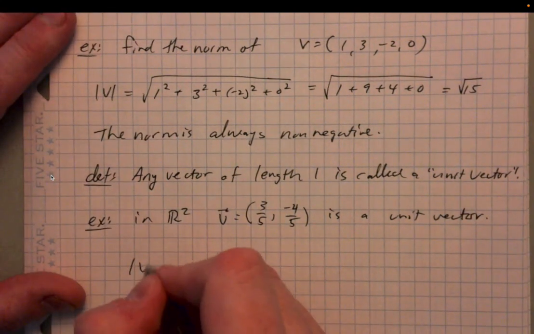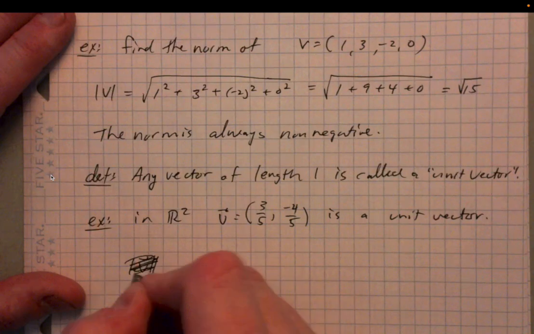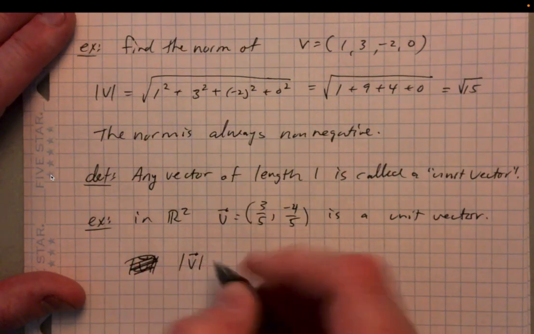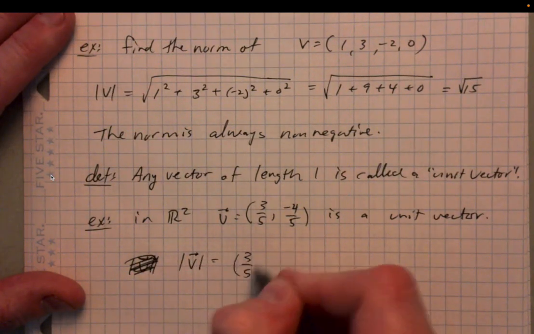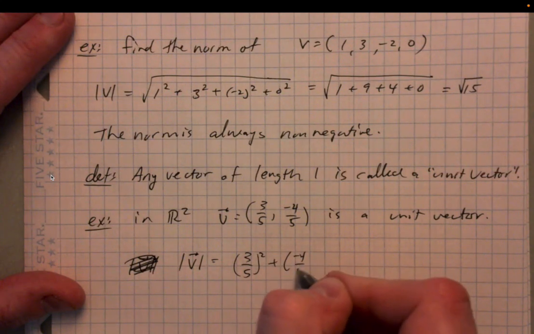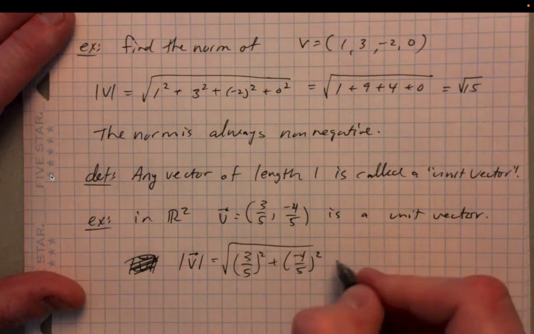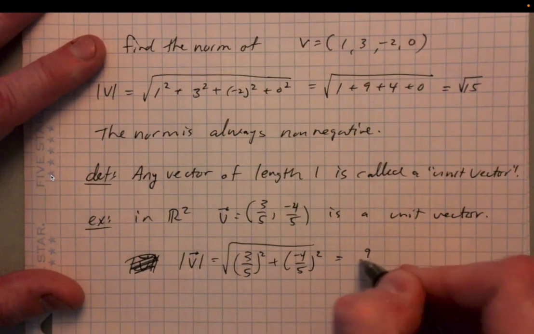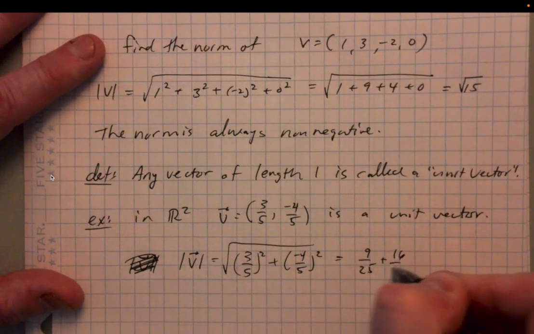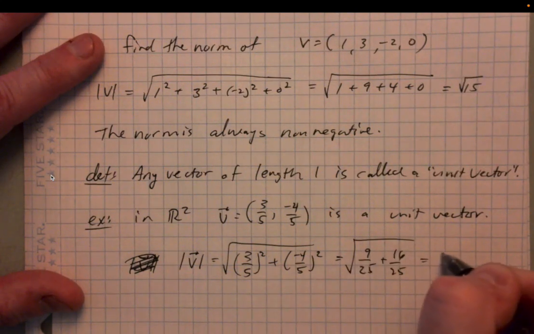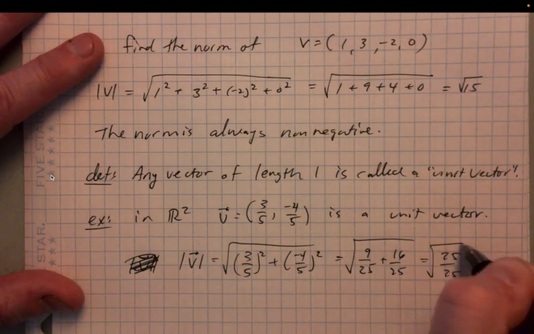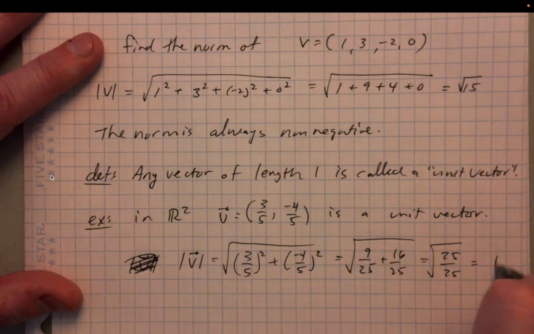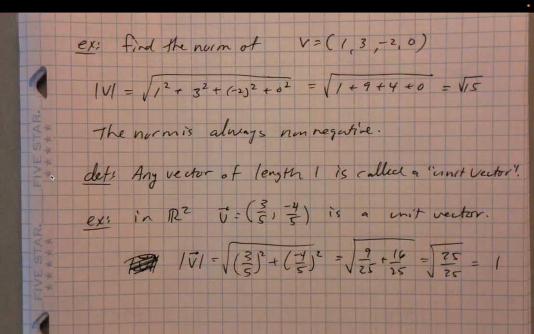Well, you could take the norm of v. Right, so 3/5 squared plus negative 4/5 squared, square root of that. What are you going to get here? You're going to get 9 over 25 plus 16 over 25. So that's 25 over 25, and the square root of that is square root of 1, so it's just 1. Right, so you can see that the norm, the length of v is 1, so v is what we call a unit vector.